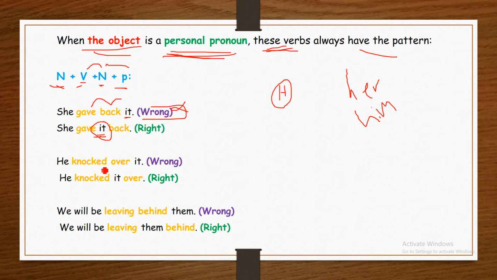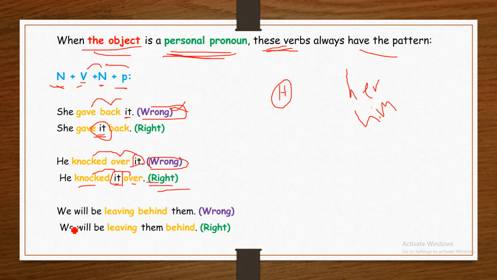Another example. He knocked over it. It is a personal pronoun that functions as an object. It comes after the phrasal verb. Therefore, it is completely wrong. He knocked it over. It is the object, a personal pronoun. It comes between the verb and the particle. Therefore, it is correct.